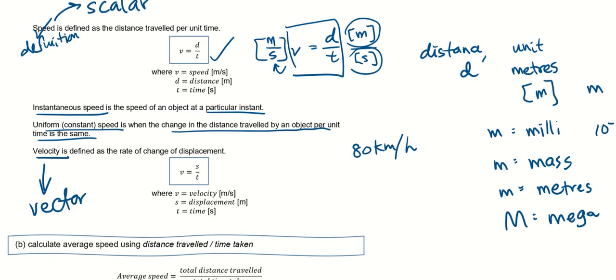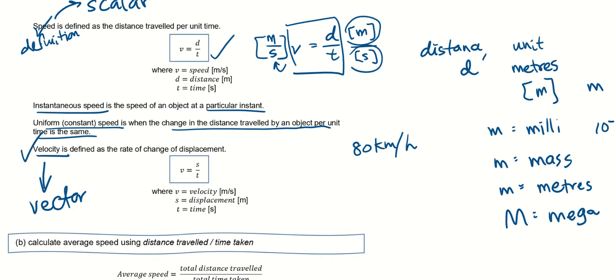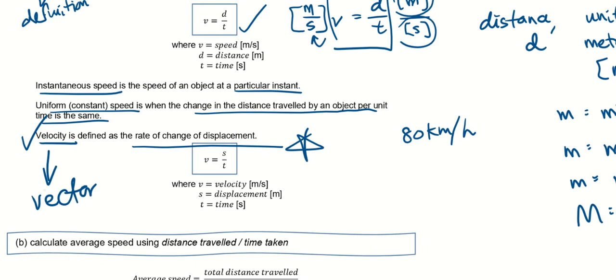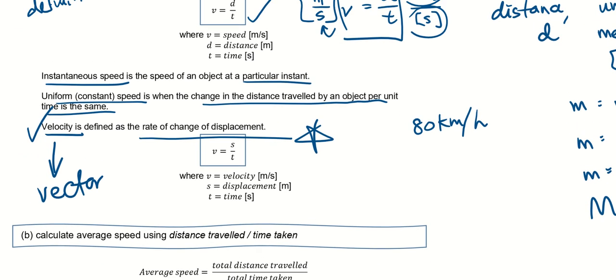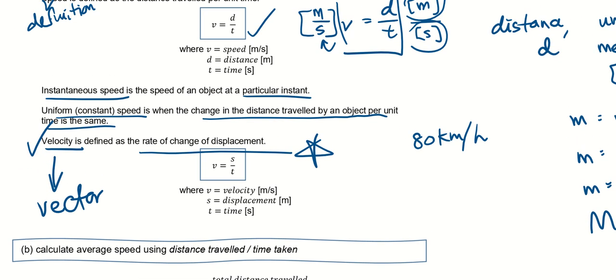Then we go to this thing called velocity. It's defined as the rate of change of displacement. So you need to memorize this. Can you all see from the back? And it happens to have the same formula. Why is that so? Because one doesn't need direction, which is our speed. The other one needs direction.